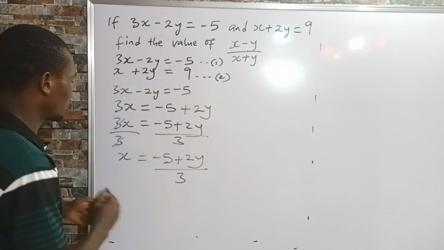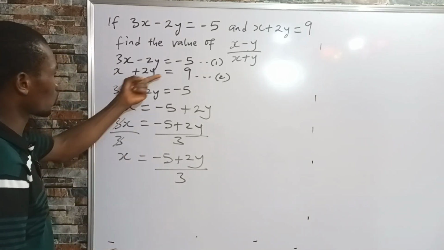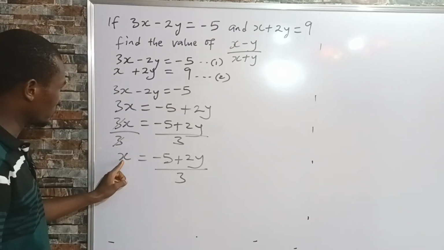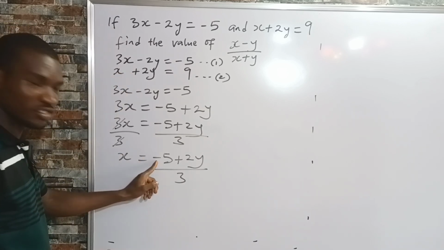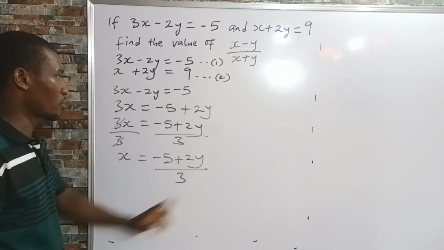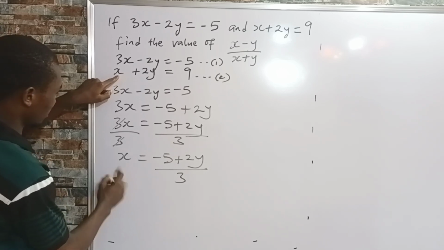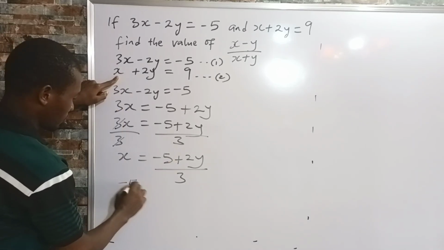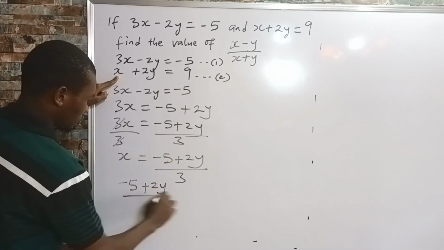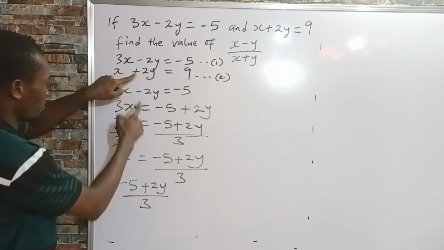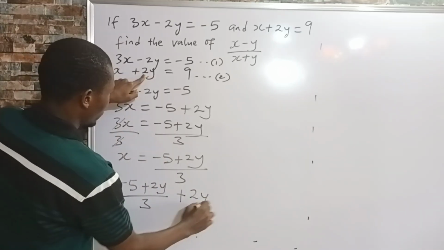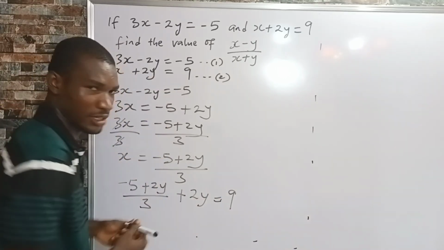Then we shall substitute this value into equation 2. That means whenever we see x in equation 2, we shall replace it with (negative 5 plus 2y) over 3. So let's go ahead and do that. Here is our equation 2. What is x? x is now (negative 5 plus 2y) all over 3. Then plus 2y, and that is equal to 9.